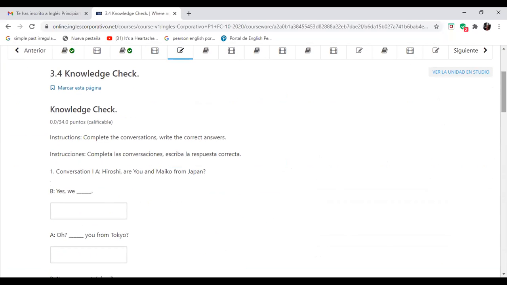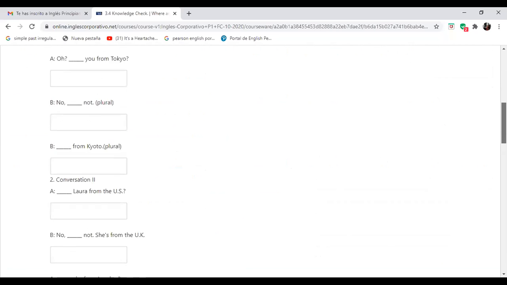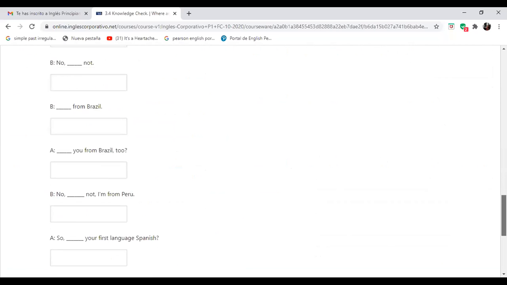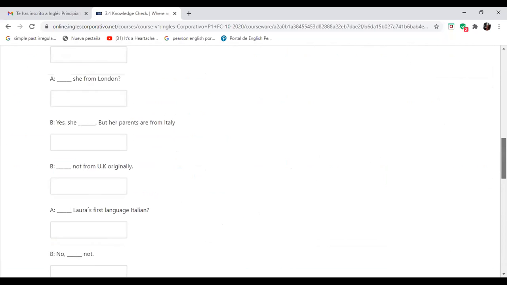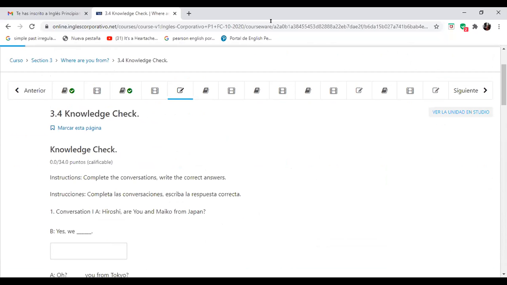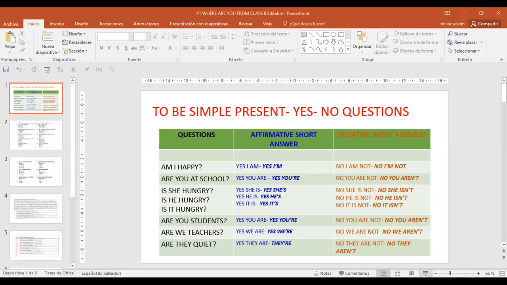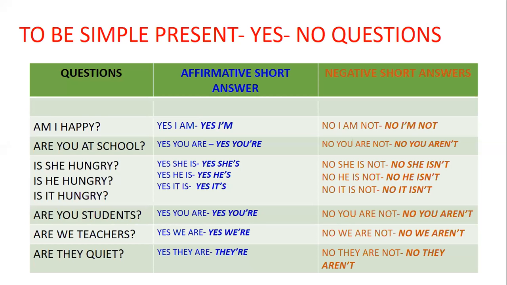In the knowledge check, basically we need to use expressions like, yes, we are, no, we are not, and so on. Okay, so we are going to come back later to this knowledge check. Vamos a regresar más tardecito a este chequeo de conocimiento. And by now, I just want to share with you my screen about the presentation that I have for you tonight. And of course, we are going to conclude it tomorrow.